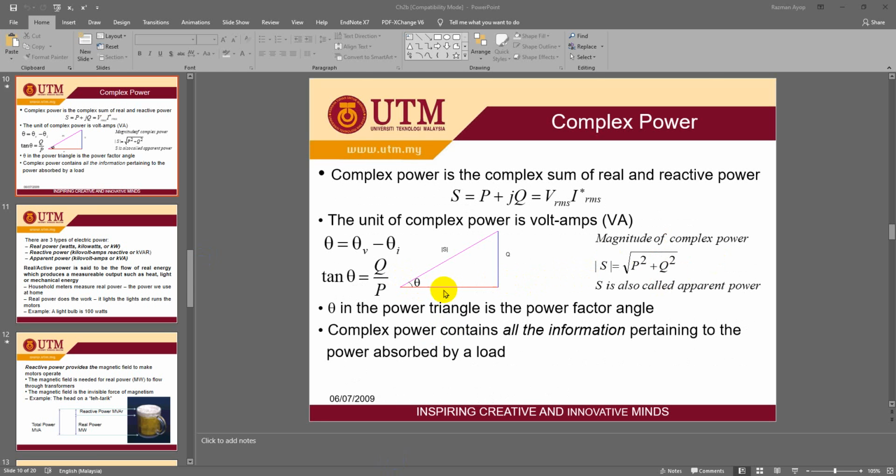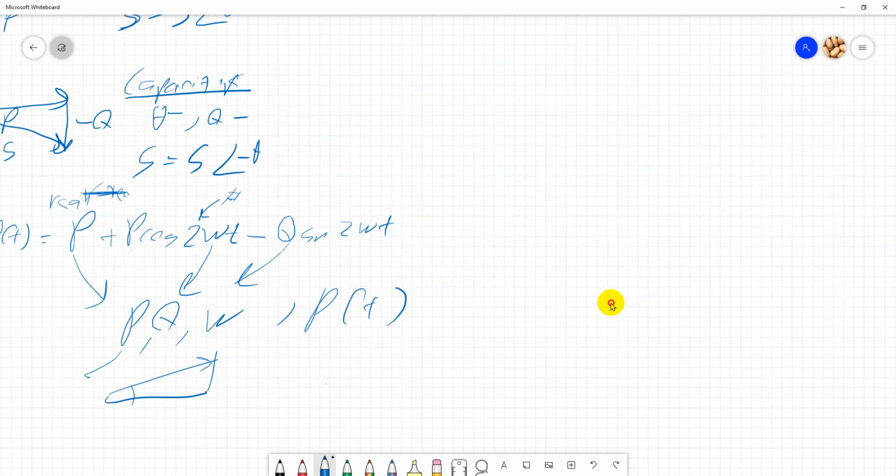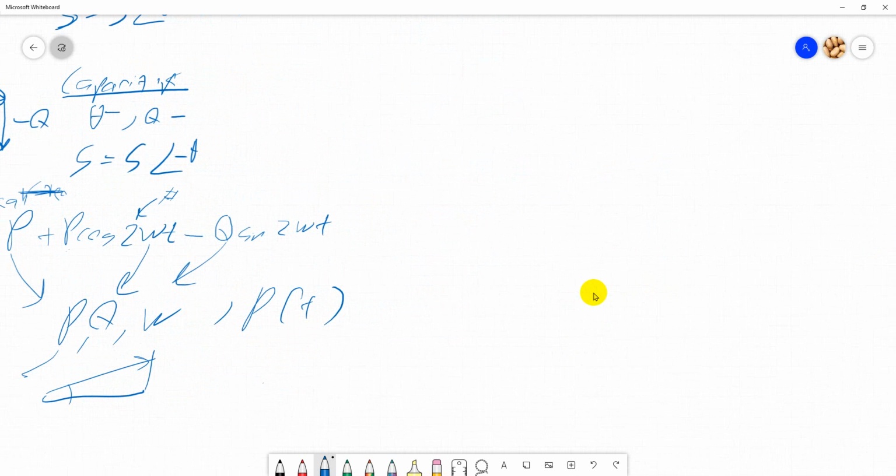So Pythagoras theorem. Okay. P, Q, S, and how to get the S apparent power from P and Q. So P squared plus Q squared, and then square root. You get the apparent power. Also you need to know how to get angle from P and Q. So tan theta is Q over P. Okay, remember all of this is the identity TOA.